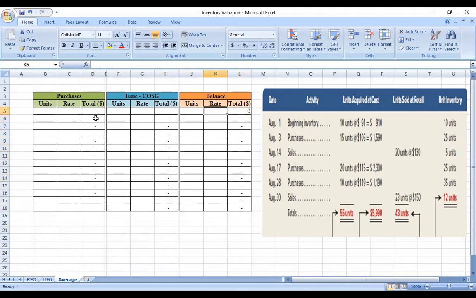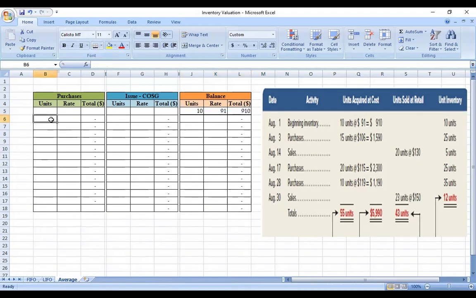Let's see. Again, balance is what? 10 units at the rate of 91. It will make 910, closed by a thick border. Now we have made purchases on August 3. August 3 purchases, that is 15 units at the rate of 106. Now we have to again copy this balance, 10 at 91 and again 15 at 106.